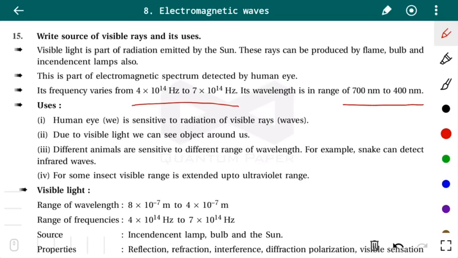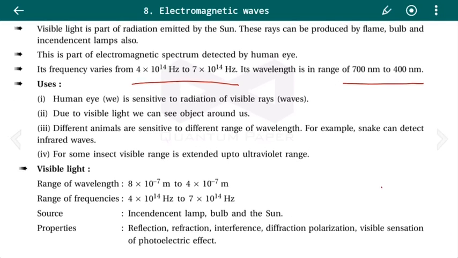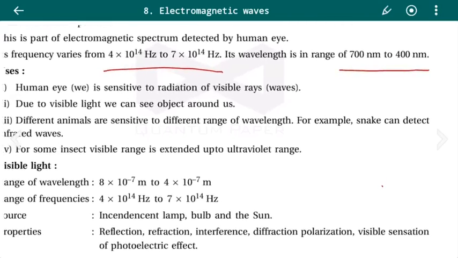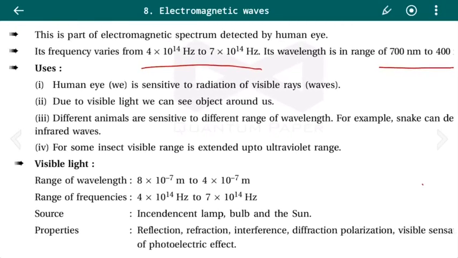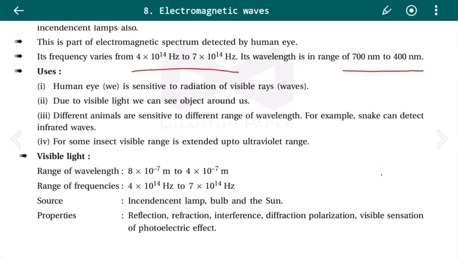Now uses. As already said, due to visible light it is possible that we can see the objects around us. So the first use is that the human eye is sensitive to the radiation of the visible rays. Due to visible light we can see objects around us. Different animals are sensitive to different ranges of wavelength. For example, a snake can detect the infrared waves.